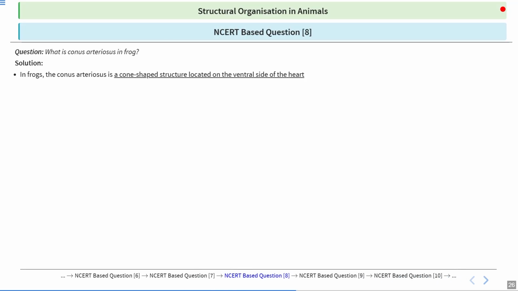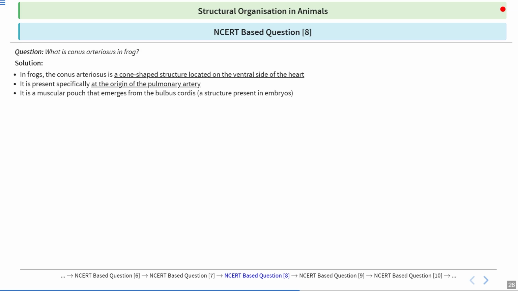In frog, the conus arteriosus is a cone-shaped structure located on the ventral side of the heart. It is again a cone-shaped structure that is placed at the ventral side, not the dorsal side. And it is present specifically at the origin of the pulmonary artery. Where the pulmonary artery is there, only this cone-shaped structure is present. It is a muscular pouch that emerges from the bulbus cordis. And it plays a crucial role in directing the blood flow within the heart.